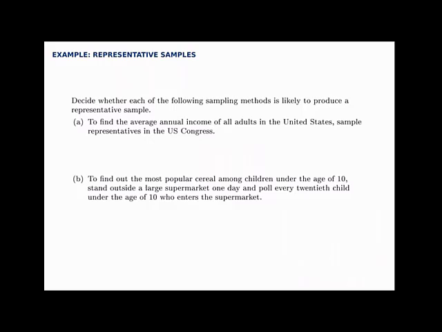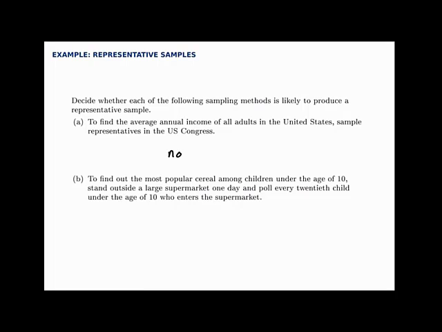First of all, the salary for representatives in Congress is set at a fixed number. And that number is relatively high compared to the average income for all adults in the United States. So it's not representative, because if you look at the whole population, there are some people who make very little and some people who make a lot. And in the Congress, there's a fixed value that's unlikely to be similar to the average value of all adults in the US. So it's not a very good representative sample. We would say, no, this is not representative.